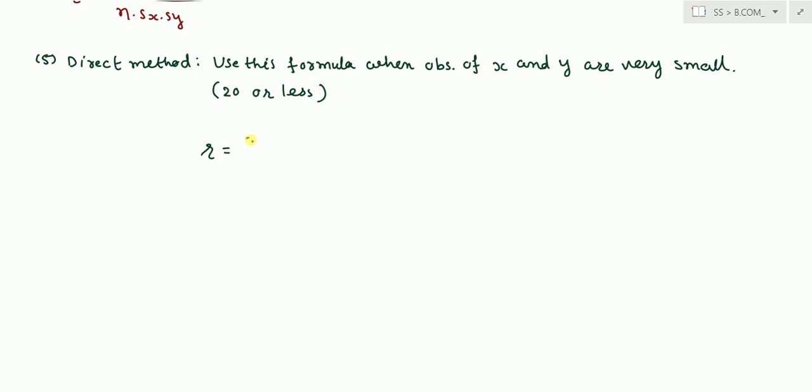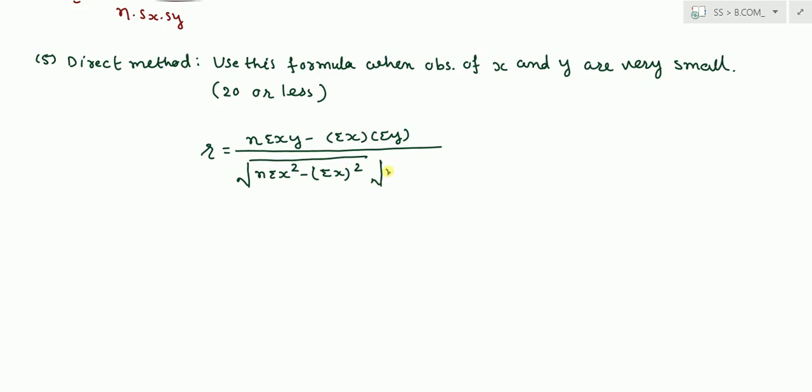r equals n sigma xy minus sigma x into sigma y, upon under root n sigma x square minus sigma x whole square, and under root of n sigma y square minus sigma y whole square. This is the formula of direct method.